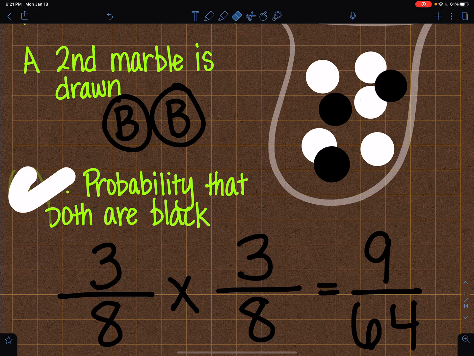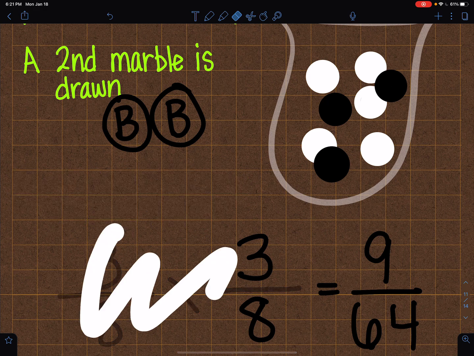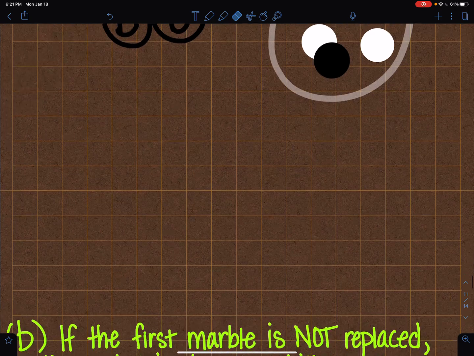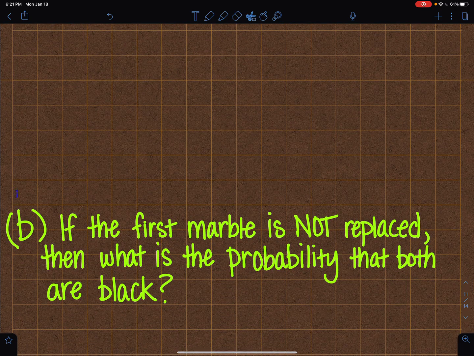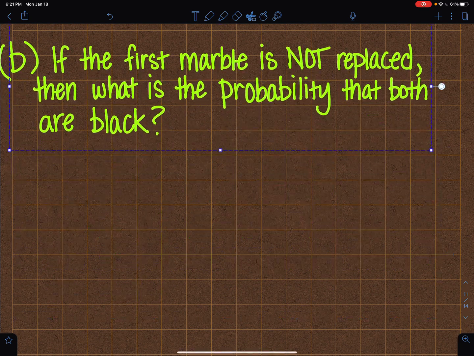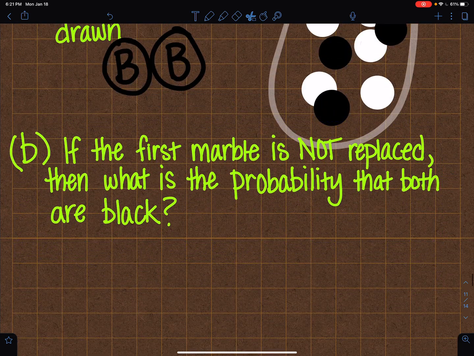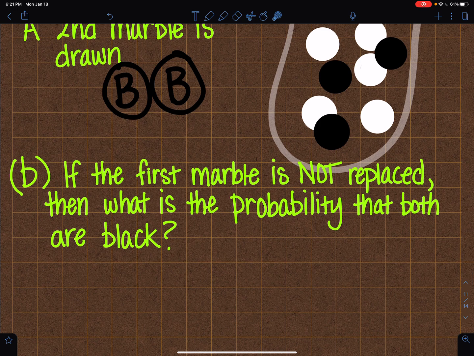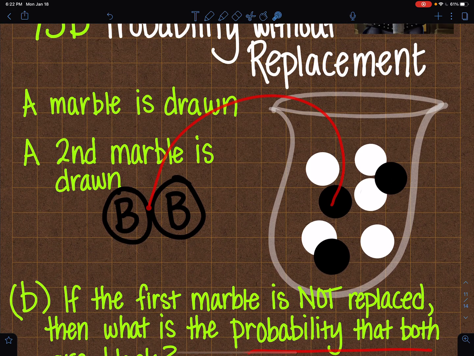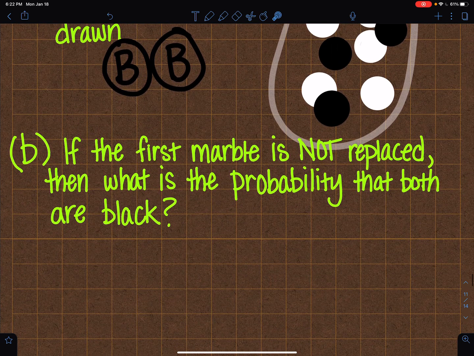Okay. Now, let's say this time for part B. Okay, so I'm going to erase this because that was the answer to part A. Now we want to do it for part B. So I'm going to move this up. Let's move this up. What is the probability if the first marble is not replaced? So the first marble is not replaced. What's the probability that both are black? So you pull a black marble out, but then you have to keep it. Okay, so we already did the first part of it. There are 3 black marbles. There are 8 marbles total.